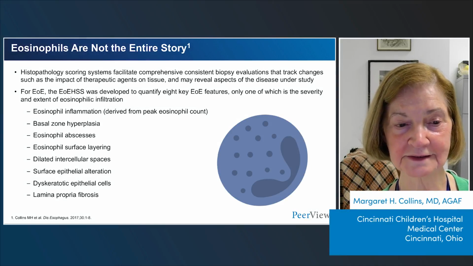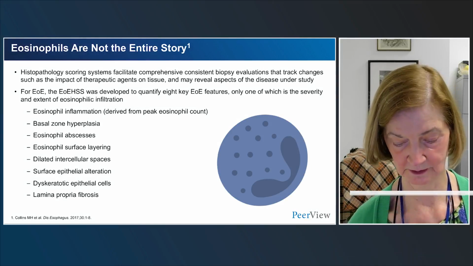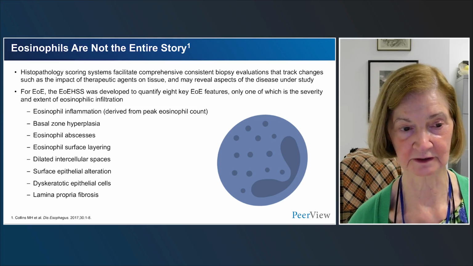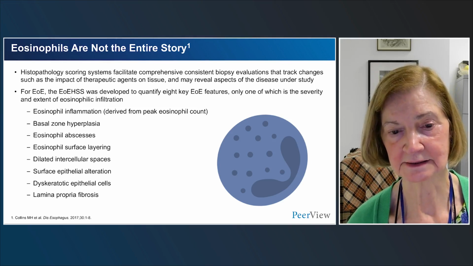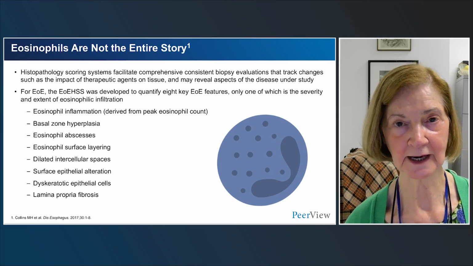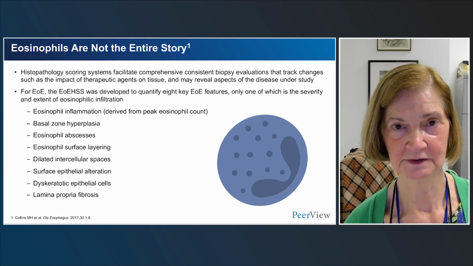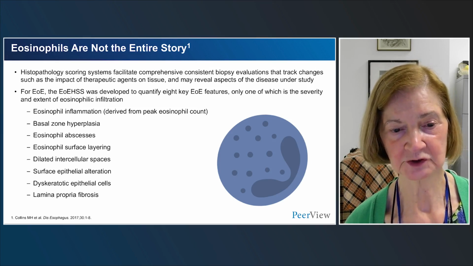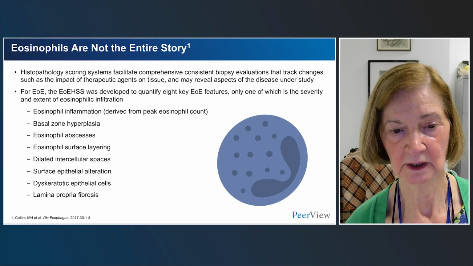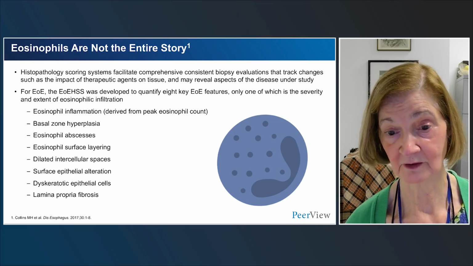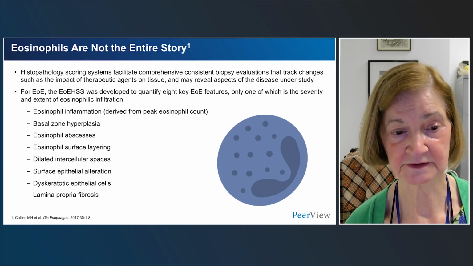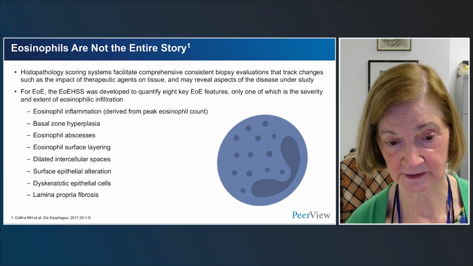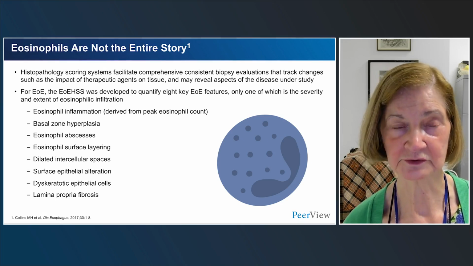So, eosinophils are not the whole story when it comes to eosinophilic esophagitis. Histopathology scoring systems are useful because they facilitate a comprehensive and consistent biopsy evaluation that will track changes over time, such as the impact of therapeutic agents on the esophageal tissue, and they may reveal aspects of the disease under study.